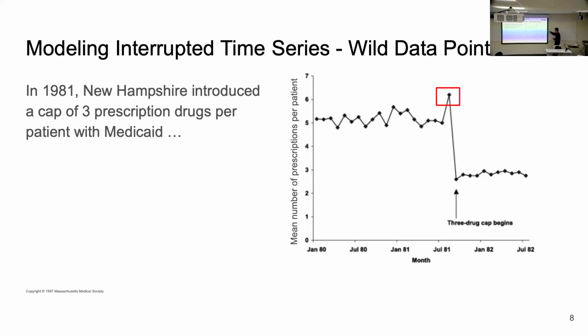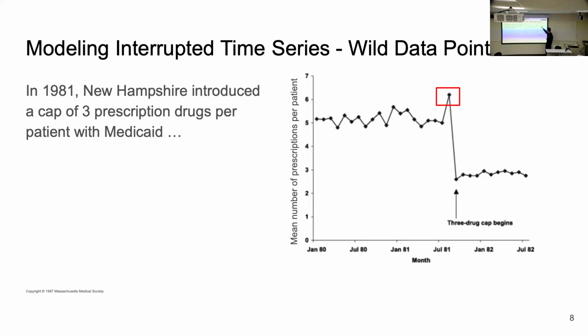So this could happen. We might have a reasonable guess that people know this cap is going to be introduced, so they ask for more prescribed drugs or something like that. The author suggests if you have a reasonable explanation, you can leave this point in the model, but you just take notes of what happened here. But in most cases, you probably don't understand. Well, if you don't understand what happened here, you just take it out and model this as before and after.